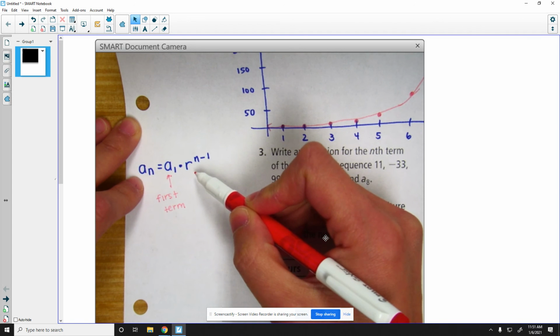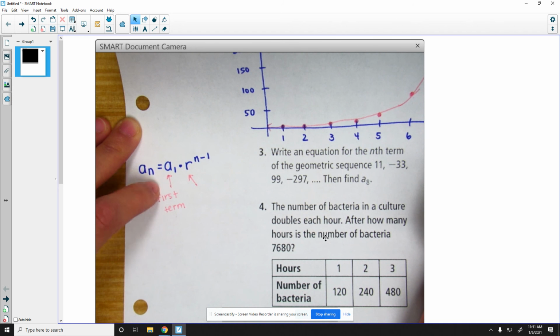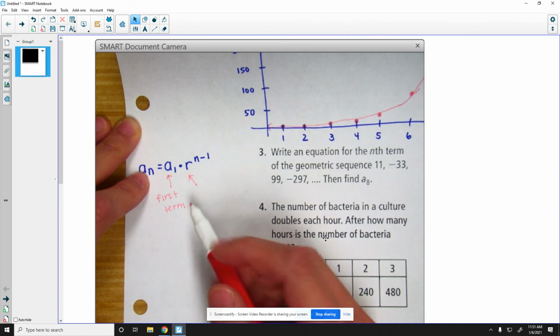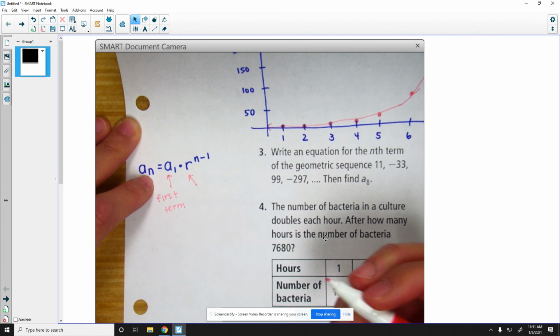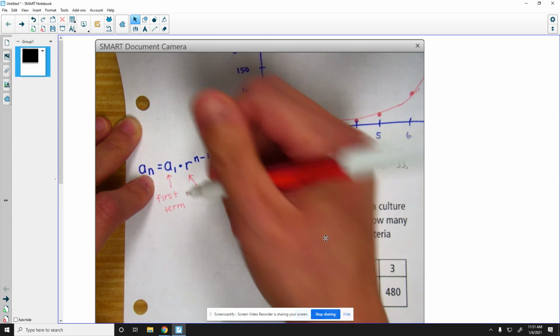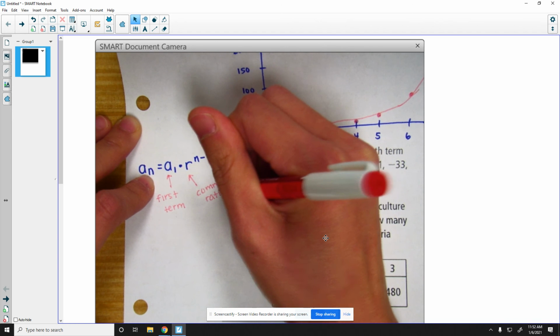All right, R. What does R stand for? R is the radical. Nope, not the radical. Not really. Well, okay, sure. You can say the rate of change, but you're not doing y sub 2 minus y sub 1 divided by x sub 2 minus x sub 1. No, your initial value is your A1, your first term. Yeah, what is it timesing by? So basically you call that your common ratio. But really it's just what you're multiplying by.